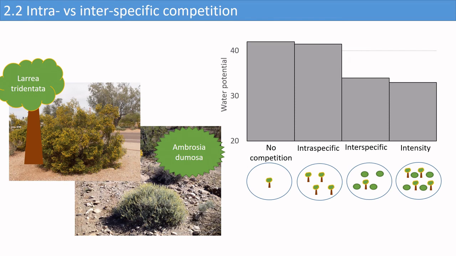So plants growing without competition were obviously the most performant, but plants growing with intraspecific competition didn't really interfere with each other's performance. It is only when you add the interspecific competition, so these bush-like trees growing with the herbaceous bushes, that you see the effects of interspecific competition. The only type of competition occurring in this ecosystem, in this study, is interspecific competition.